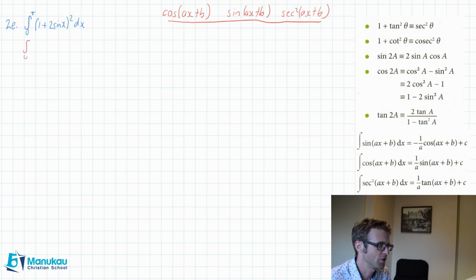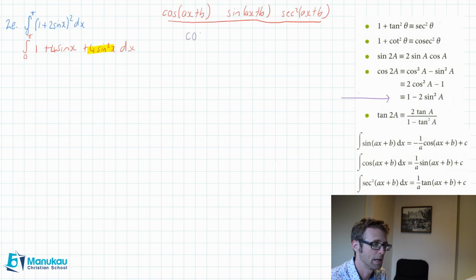So my first step, of course, is going to be to expand the bracket. When I do that, I get 1 plus 4 sine x plus 4 sine squared x dx. So far so good. I can integrate the first two terms of this, but this I can't. However, if I look at my rules over here, identities and some double angle rules, I can use this double angle rule here. So I'll show you what I'm going to do.